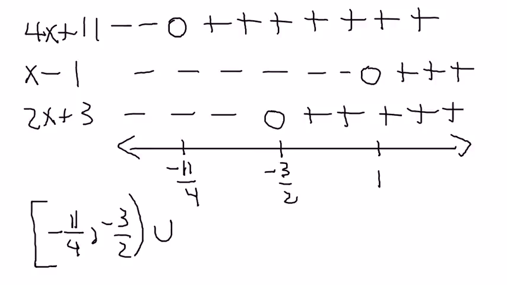But don't include that negative 3 halves because that would give you division by 0. We're going to union that with the next interval, which is a positive divided by a negative because it's the product of negative and positive. So that doesn't work. And then beyond 1, it's a positive divided by a positive. That does work. Again, we don't include 1 because that would be division by 0. So it's parentheses 1 to infinity. And in case I haven't said it before, we never include infinity or negative infinity.